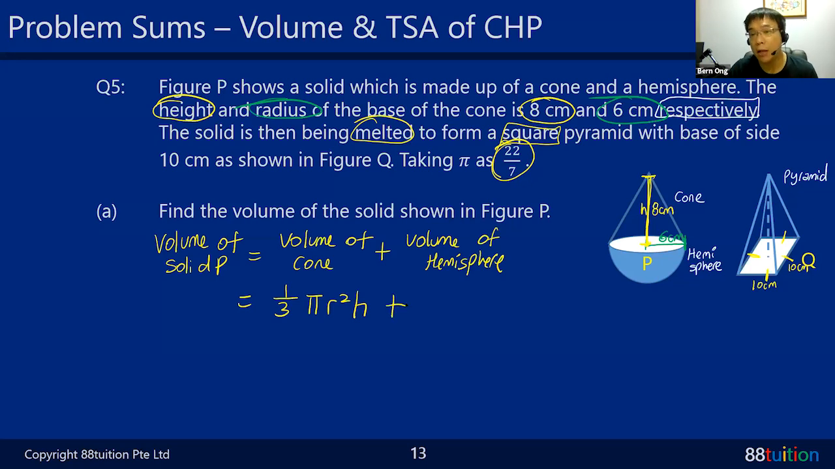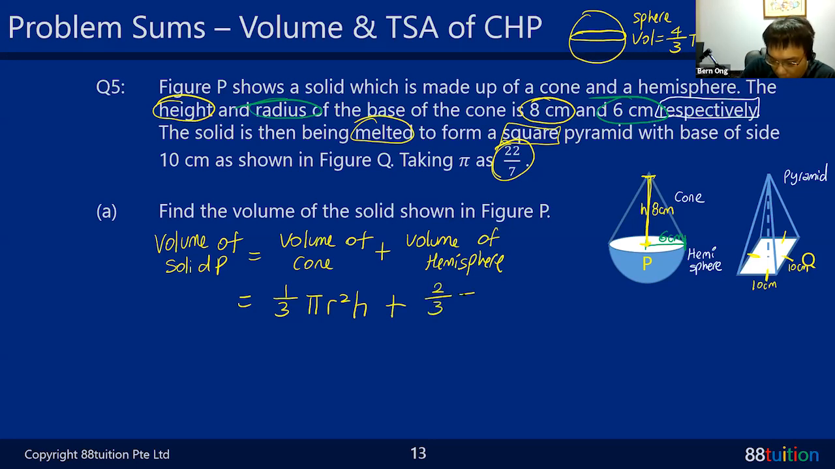Volume of a cone plus the hemi. Remember just now, a total sphere, the full ball, is called a sphere. The volume is given as 4/3 pi r cube. Half of it is called hemi. So half of 4/3 is what? 1/2 times 4/3 is 2/3. So the volume of the hemisphere is 2/3 pi r cube. You must be able to derive the hemisphere formula from the sphere's formula.